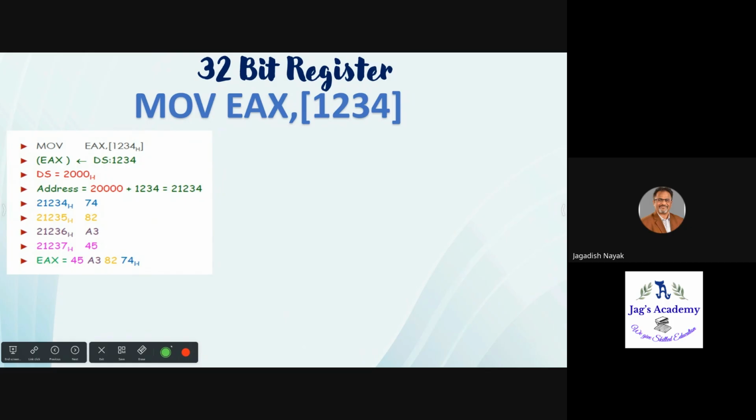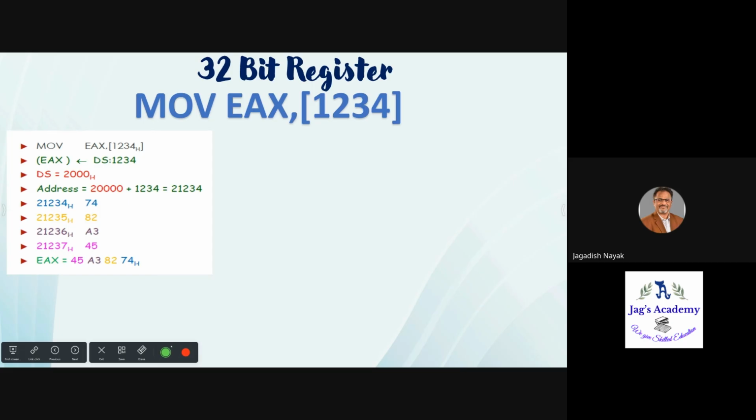Now you see here your offset address is 16-bit, right? Okay. So it is actually transferring the data from a memory. It is transferring 32-bit data from the memory location offset address 1234. So how many locations is it going to read? 4 locations, and it will put the value in the EAX 32-bit register.